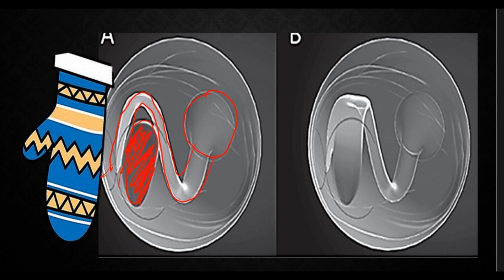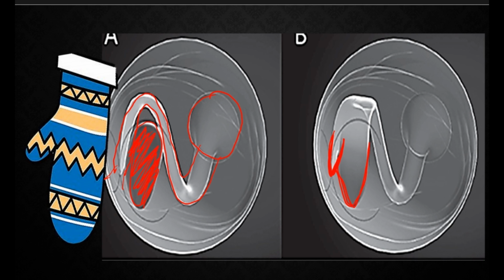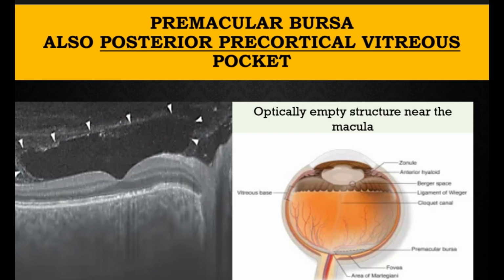Now, initially, it was believed that they do not really connect with each other, but now it is known that these bursae are actually in the shape of a mitten. So the thumb of the mitten is formed by the cloquet's canal in the area of Martegiani, and the other four fingers are formed from the premacular bursa, right? So there's actually a free communication between the two. The cloquet's canal is actually communicating with the premacular bursa as well, right?